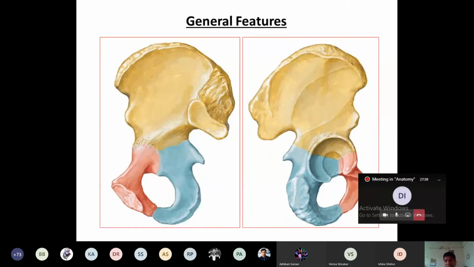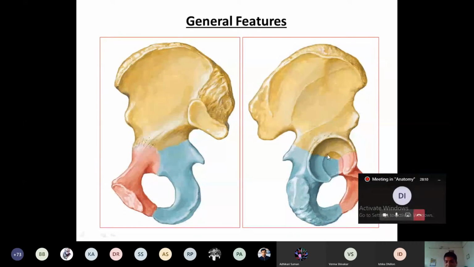Okay, triradiate line. And here within the acetabulum you can see distinctly three features. This one is the lunate fossa. This lunate fossa articulates with the head of the femur from which joint? Hip joint. So this smooth part, which is lying towards the outside, is the articular part of the acetabulum, the articulating part of the acetabulum forming the hip joint.